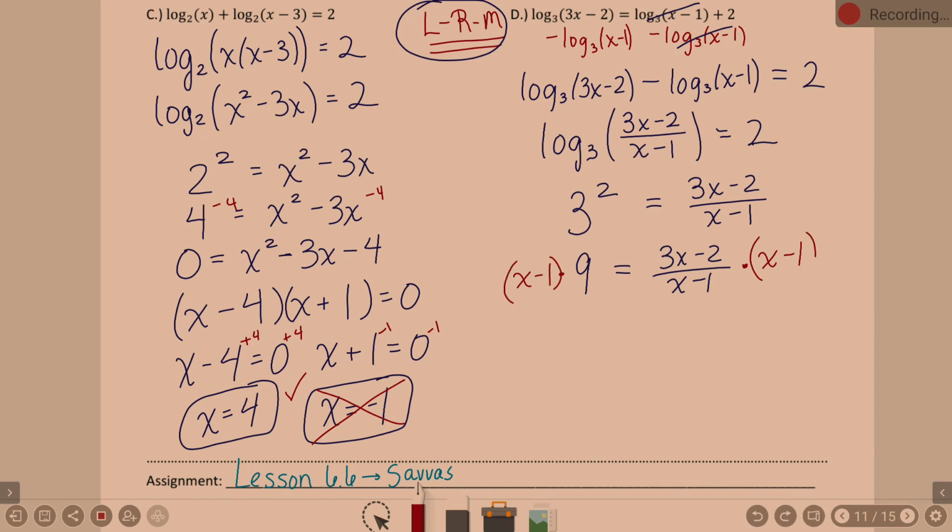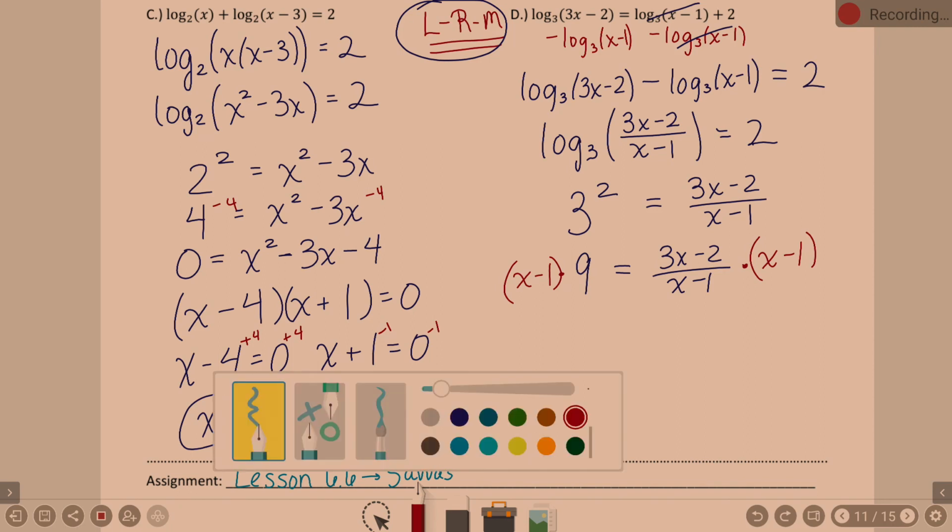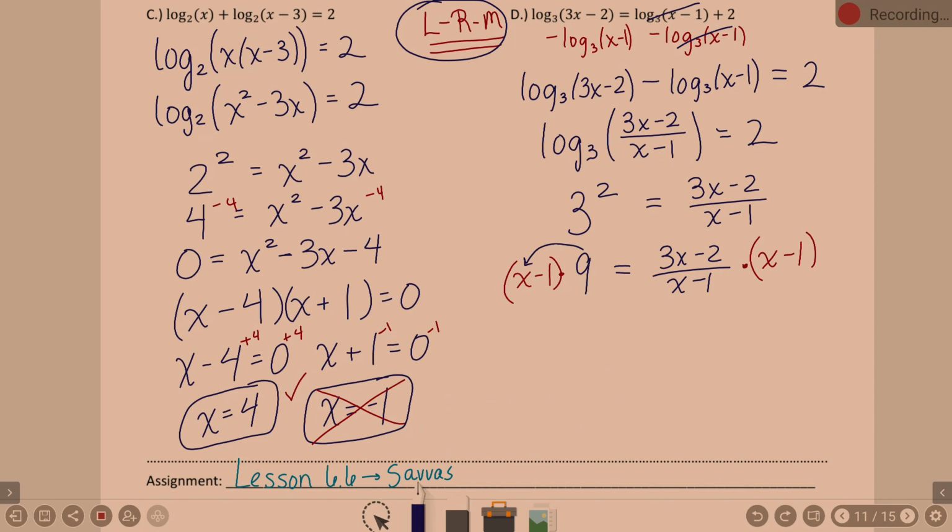Now, on the left, how do we multiply x minus 1 and 9? You distribute, yes? So my left is going to become 9x minus 9. On the right, what happens? X minus 1 cancels with x minus 1. You're left with 3x minus 2. And this just became the easiest equation we've solved all day? Maybe? Not quadratic, is it?